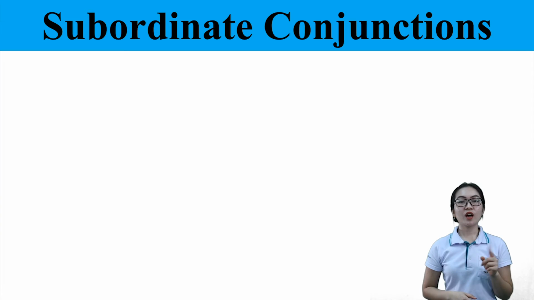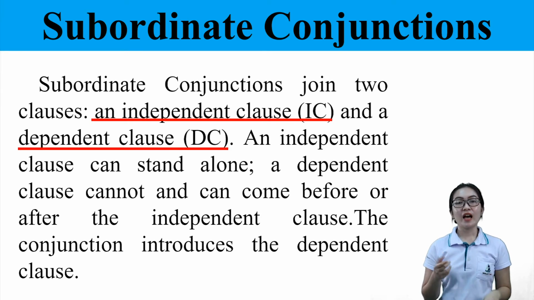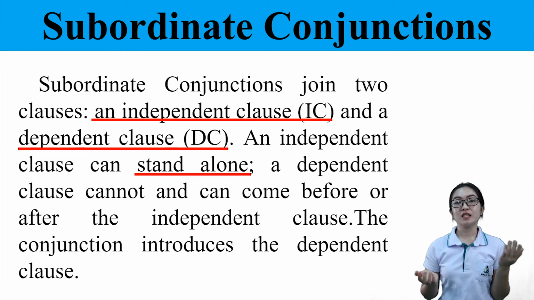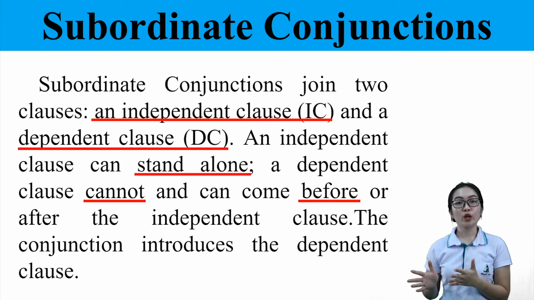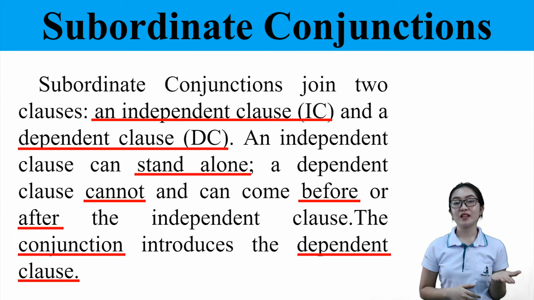First, what are subordinate conjunctions? Subordinate conjunctions join two clauses, an independent clause and a dependent clause. An independent clause can stand alone, while a dependent clause cannot, and it can come before or after the independent clause. The conjunction introduces the dependent clause.